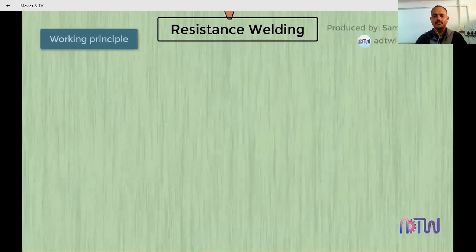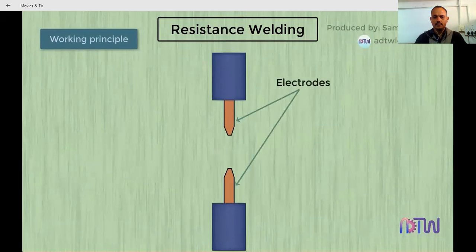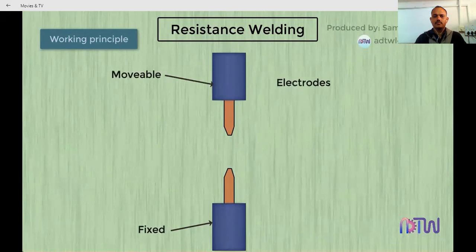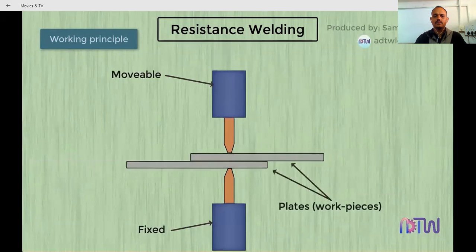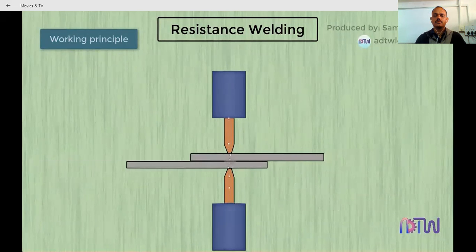Working principle. The welding electrodes are made up of copper, which is a good conductor of electricity. The movable and fixed electrodes of the spot welding machine are held in pressure on either side of a pair of plates to be welded together. As the current passes, it experiences resistance between the electrode and workpiece contact and generates heat. This heat causes the interface of the workpiece in contact with another workpiece to melt, and pressure fuses the two metals, thus forming a solid bond.